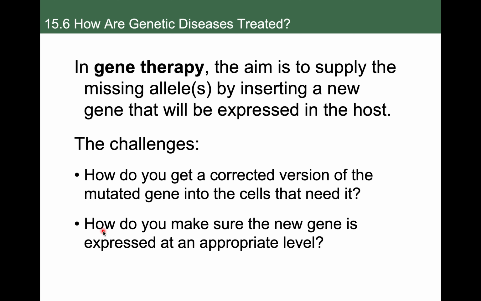And then, on a subtler level, if we do get the correct version of the gene into the cells, then how do you make sure the gene is being expressed at the correct level? We don't want it to be overproducing the protein or underproducing the protein, because at that point you're still in kind of a gain of function or loss of function scenario.